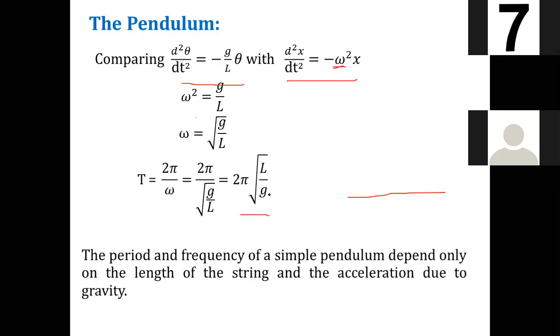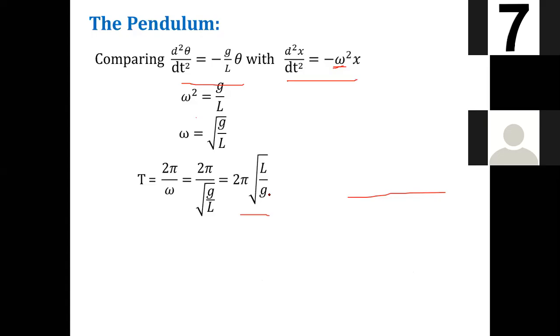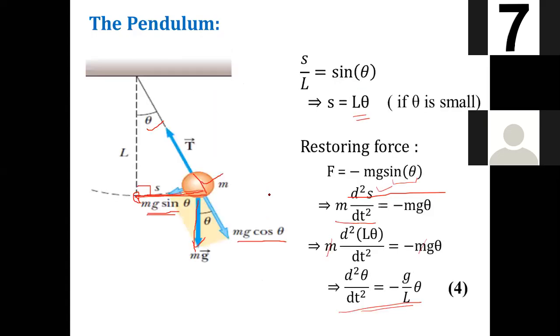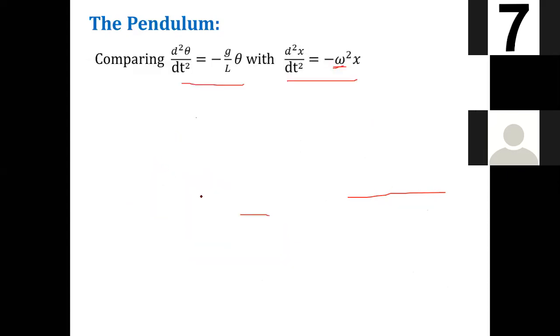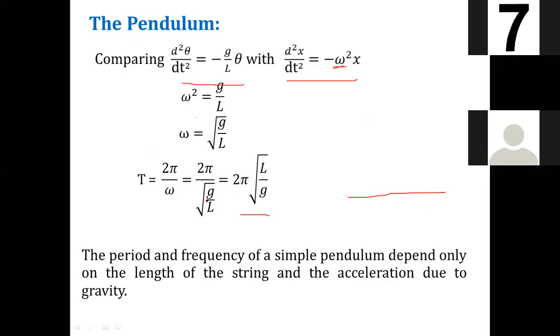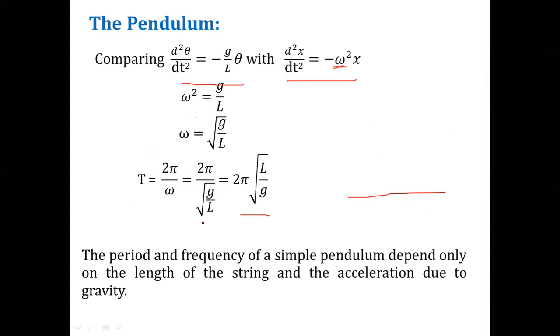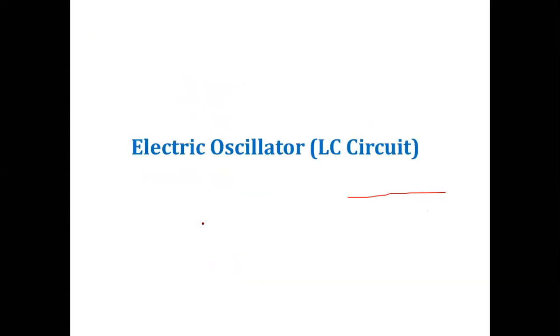It is independent of the amplitude, which basically means that it does not matter if you pull it aside by a small amount, or you pull it by, let's say, 1 mm, or you pull it by 5 mm. It is independent of that. Your time period will be independent of your amplitude. And we did see that in the case of a block spring system also. In that case also, your time period was independent of the amplitude.